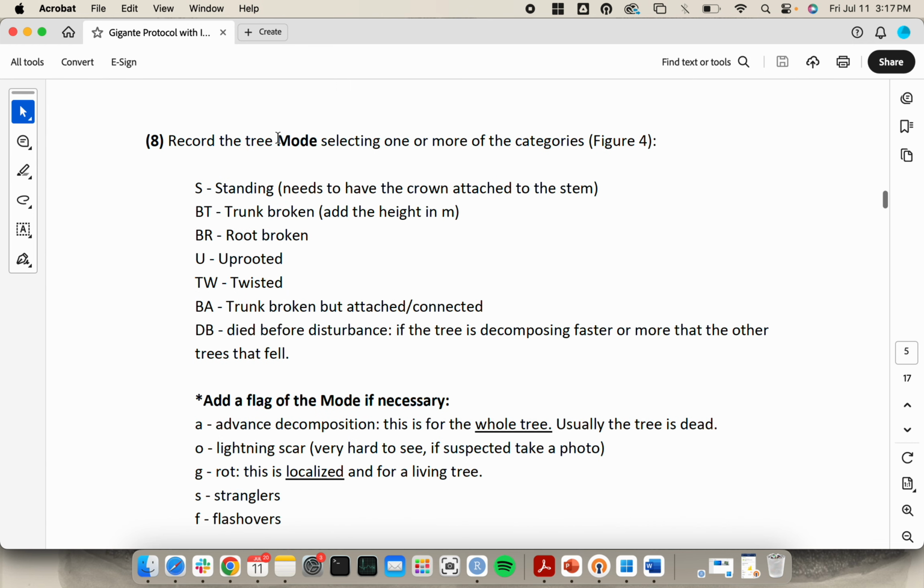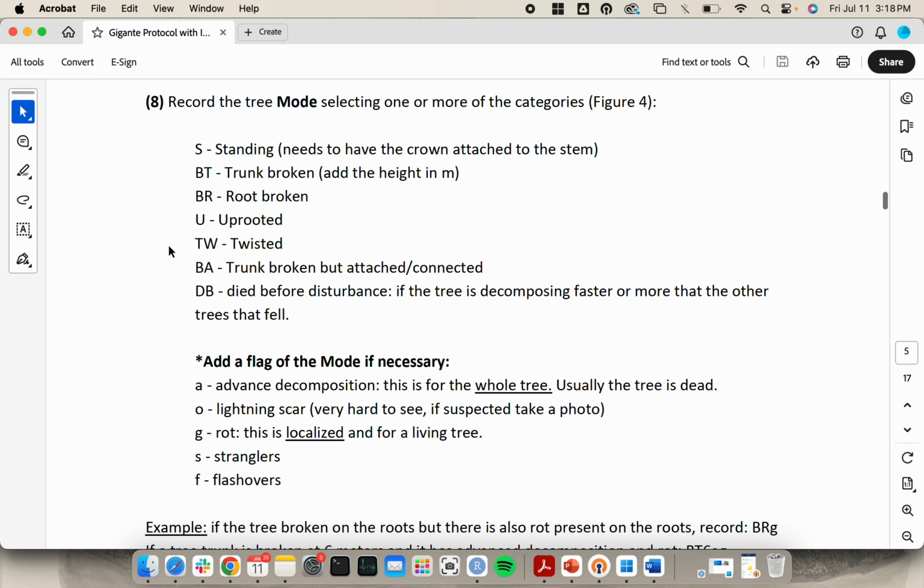So now you know if it's dead or alive. Now you have to record the mode. So is the tree standing? So basically, does it have the crown attached to the stem? If it's broken, then you measure with the laser the height at which the tree broke. If the root is broken, if it's uprooted, so basically it fell, but all the roots, or most of the roots, are attached to the stem. If it's twisted, if it's broken but it's attached, and if it died before disturbance.